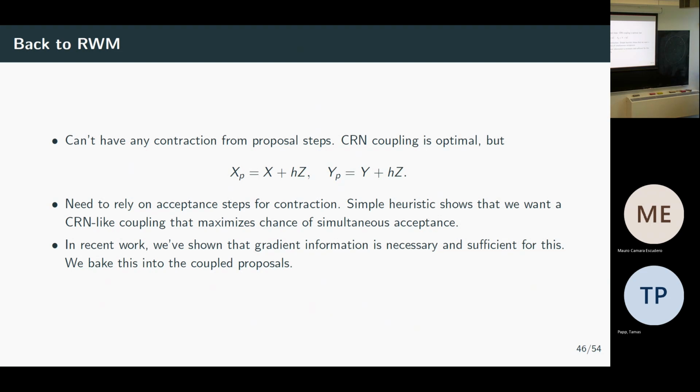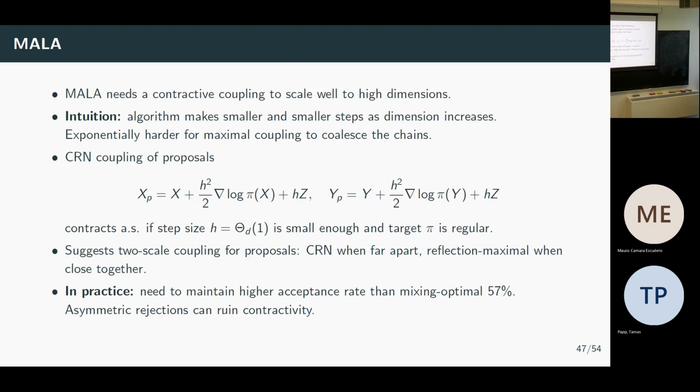I won't go into detail about this, but in recent work, we've shown that you need to essentially bake gradient information into the coupling of the proposals, by paying careful attention to the acceptance steps. That's a limitation for the coupling, but as an upshot, it works well in practice in all sorts of light-tailed and heavy-tailed scenarios.